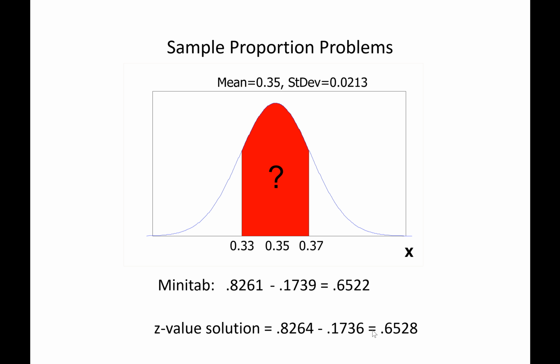However, the z-value solution came from the table, which is going to be less accurate, so the Minitab version is what you want to go with. However, if you are answering a homework question or a quiz question, both of these should be okay. And that is how you deal with sample proportion probability questions.